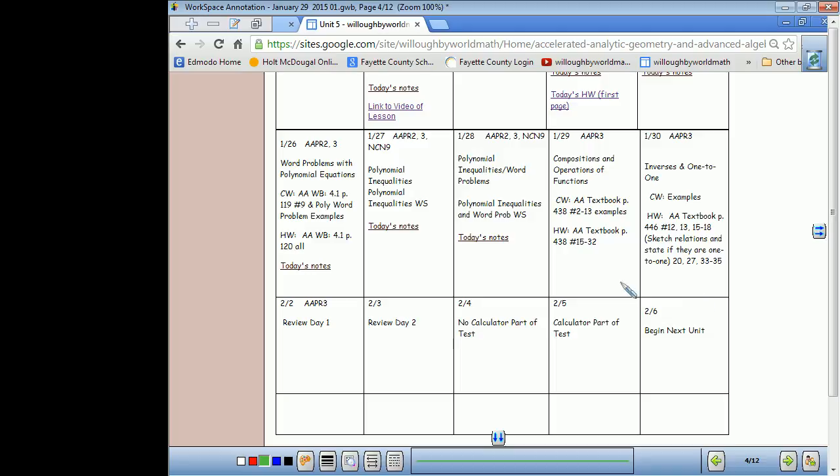Okay, I've already run them off. So we have 2 days scheduled for the review. This would be a work day, and this would be an ask questions day. And then we have your test in 2 parts. A no calculator part on Wednesday, a calculator part on Thursday, and then we start our next unit. Celebrate that day. We celebrate a little bit every day. All right, so that's what's coming up.